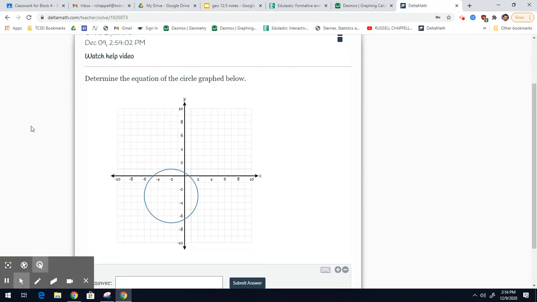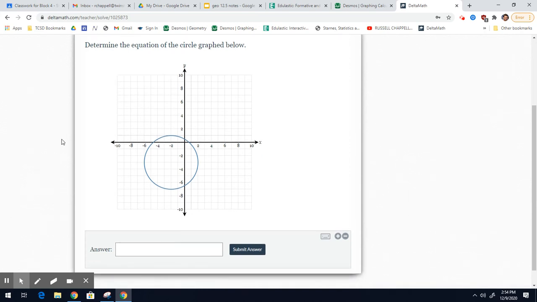All right, so here's my first problem. Here's this circle. We need to come up with the equation of the circle. So let me write down my equation: (x minus h) squared plus (y minus k) squared equals r squared. We do need the center, the h and the k, and we need our r.